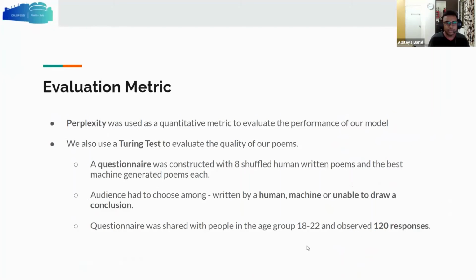The evaluation metric that we propose is perplexity scores. We don't really have a proper quantitative metric to evaluate blackout poetry, so we simply use perplexity to analyze how well-formed the poems are and how probable they are. Secondly, we perform a very simple Turing test where we created a questionnaire with 8 human written poems and 8 machine generated poems. These were shuffled together and shared with participants in the age group 18 to 22. We had about 120 responses, and we're happy to say that we did actually pass the Turing test.